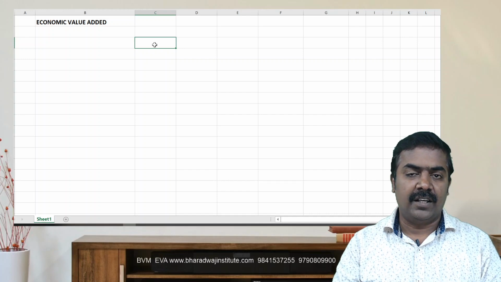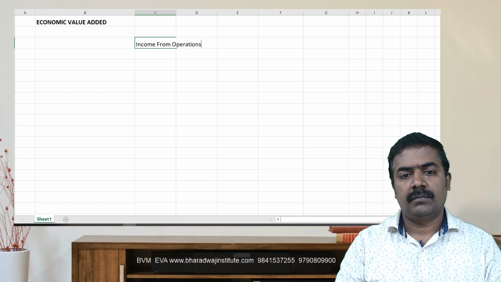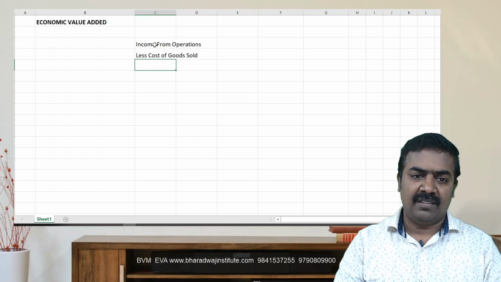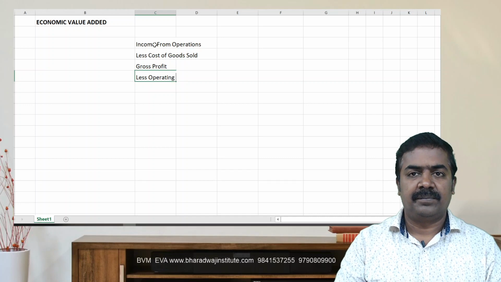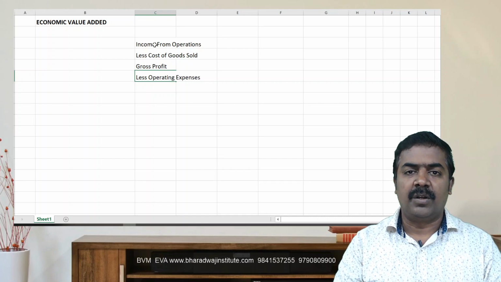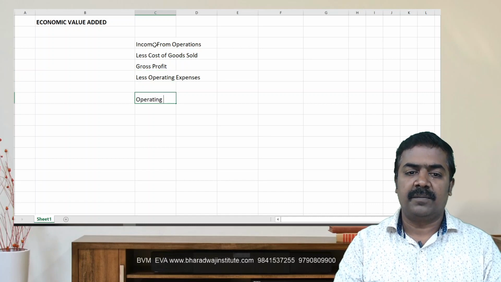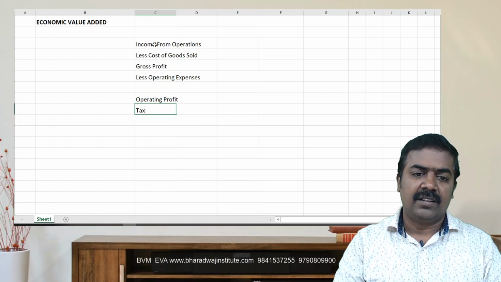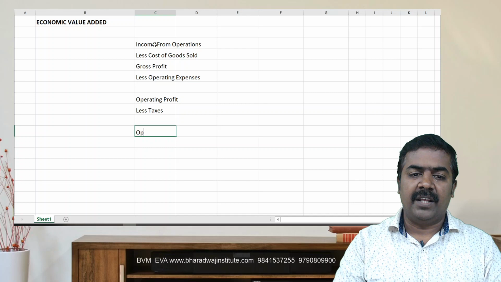How to work out operating income? Simple. Take all income from operations less cost of goods sold, which will give us gross profit. Less operating expenses. What do you mean by operating expenses? Administration, selling and distribution expenses. It will give us operating profit. Wherever there is a profit, you have to pay taxes. So less taxes. It will give us operating profit after taxes.